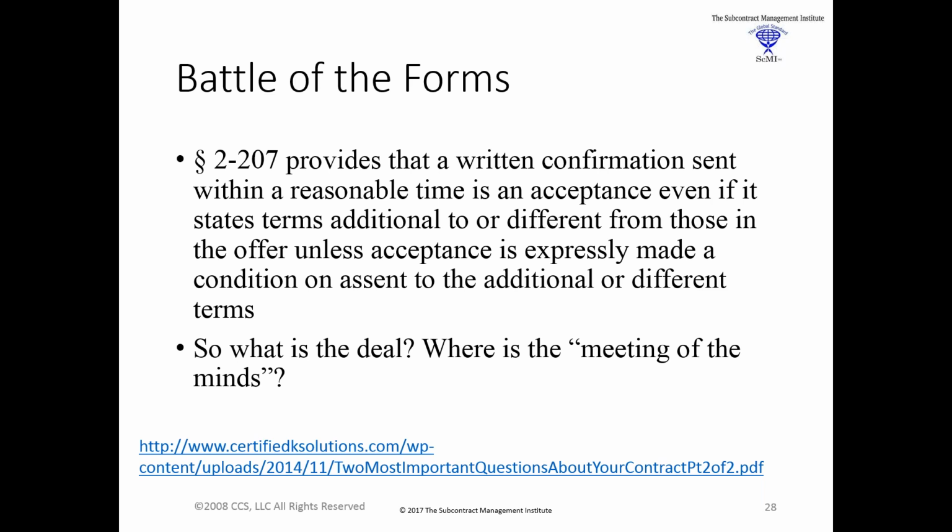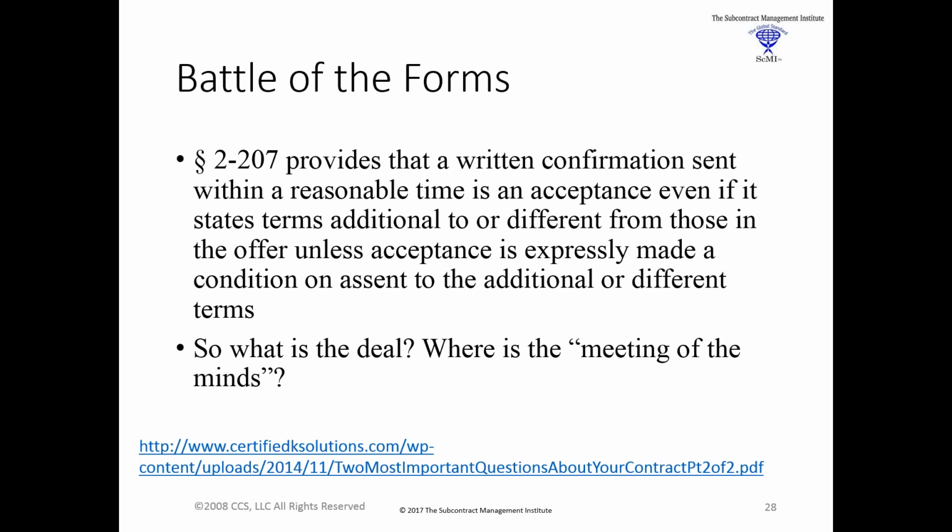You might question whether this negates the meeting of the minds. And the way the UCC approaches this is very simple. It says, look, it's clear you guys wanted to be in a contract. We'll fight later over what that contract says, but your actions say you wanted a contract. So the UCC says, you got yourselves a contract. Here's part 2 of that article that talks more about that question of how do you know when it's over.